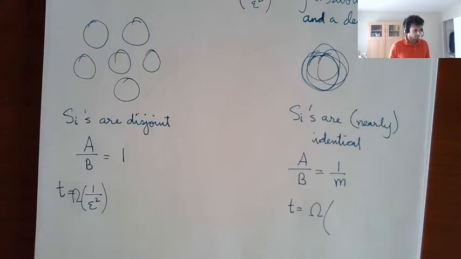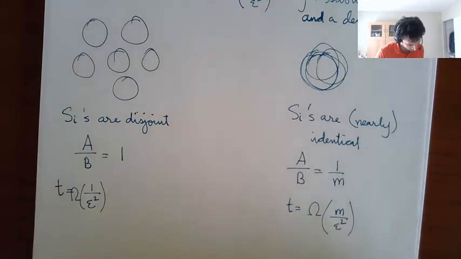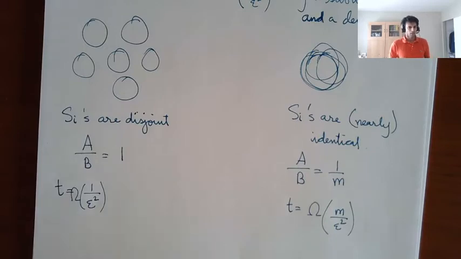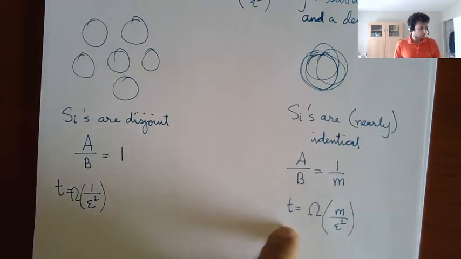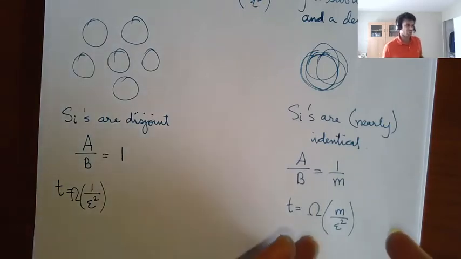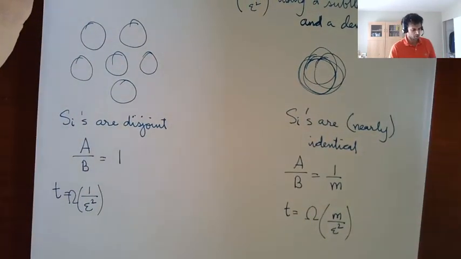M over epsilon squared. So it turns out that in this case, you don't really need that many trials. But in this case, you definitely need that many trials. So you don't know which case you're in, obviously. But then here was a very clever observation.